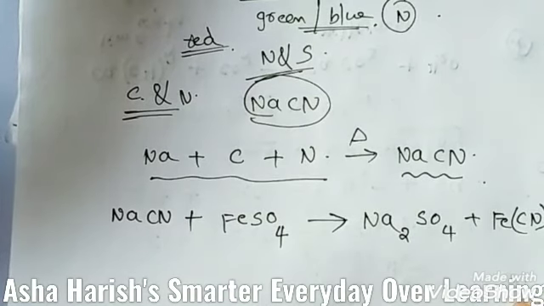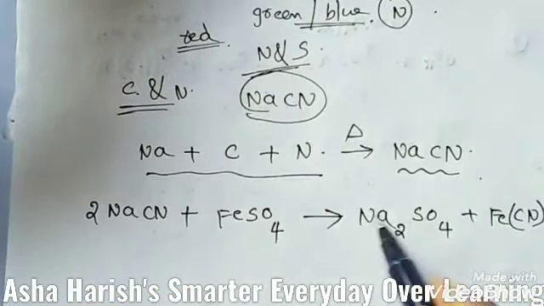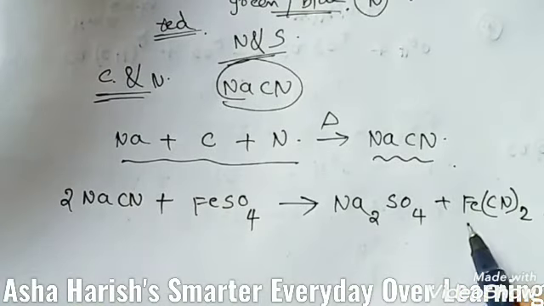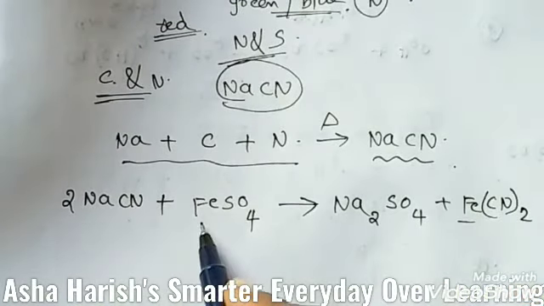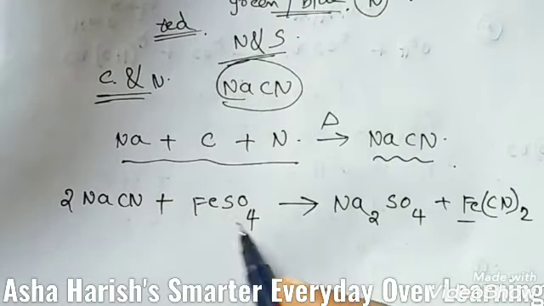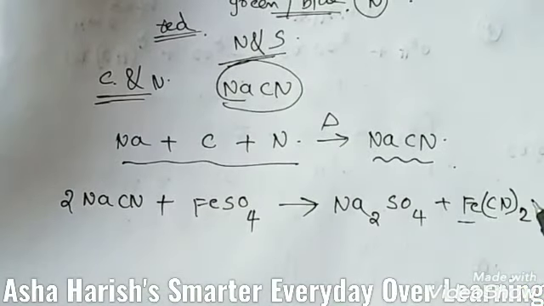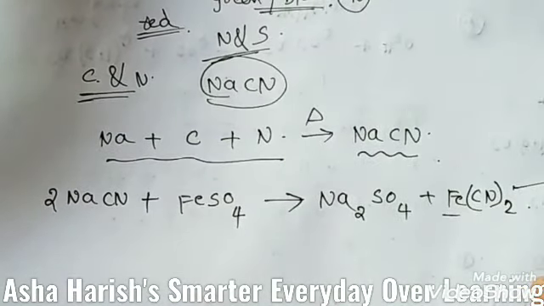If you balance this chemical equation, 2 sodium atoms are present on both sides, 1 iron on each side, sulfur 1 and oxygen 4 in SO4, and 2 cyanides on each side. So the full equation is balanced.